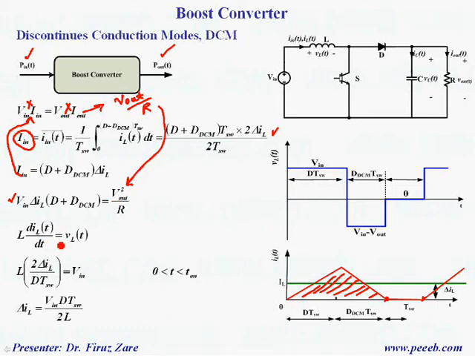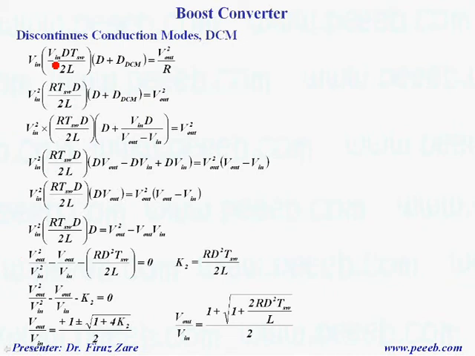Now we can find delta I. We found delta I before, which is basically V in times DTs over 2L, and we can put delta I in this equation. Here we can see that this is the equation which should be simplified, and in this case we need to find the duty cycle for discontinuous conduction mode, which is given by this term.